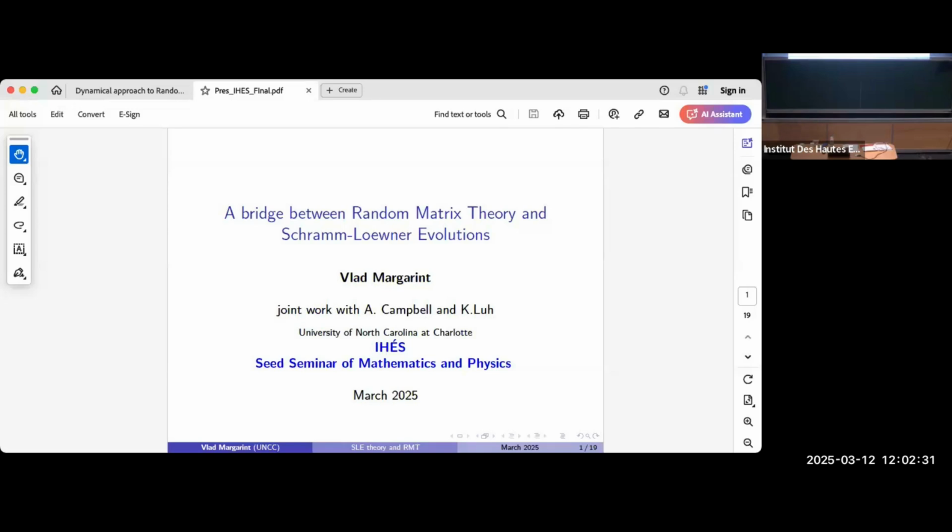As I said, I'm going to focus first on the basics of the SLE. People that are experts on this, I'm going to excuse myself again, but then I'm going to go to the bridge with random matrices. This is going to be in the second part.